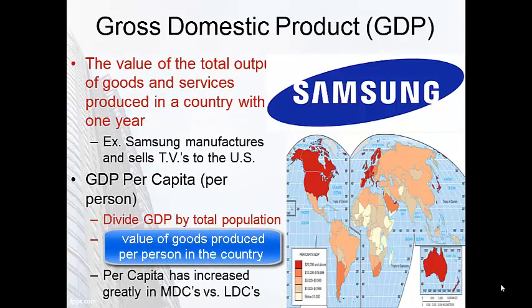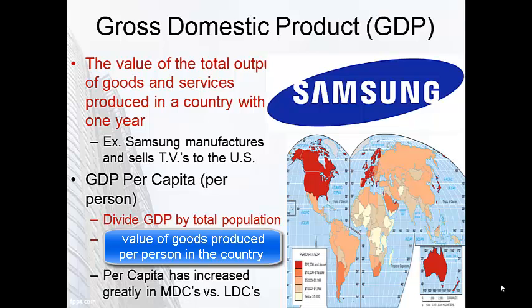All right, let's focus on gross domestic product. Well, what is GDP? GDP is the value of the total output of goods and services produced in a country within 1 year. All right, so for example, Samsung is a Korean company. It produces and manufactures TVs that they sell to the United States. That would be included in GDP.